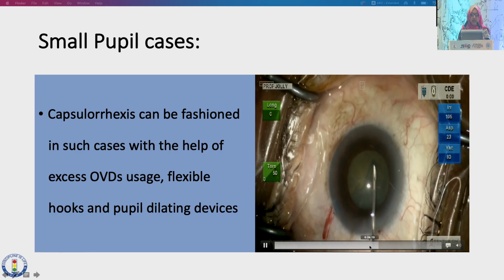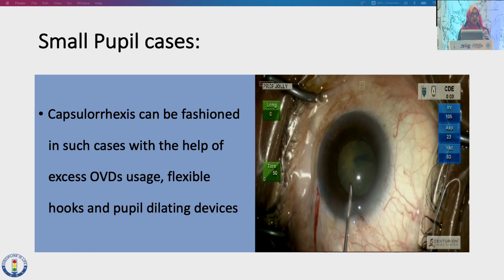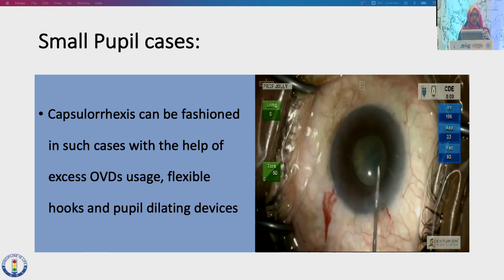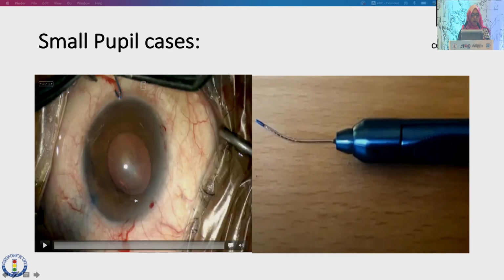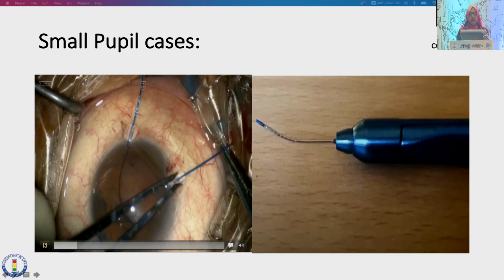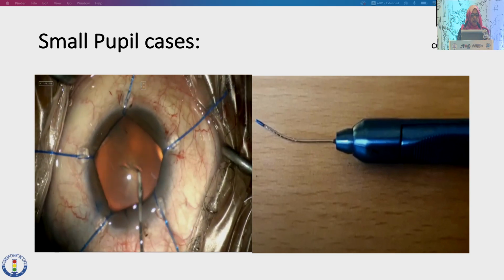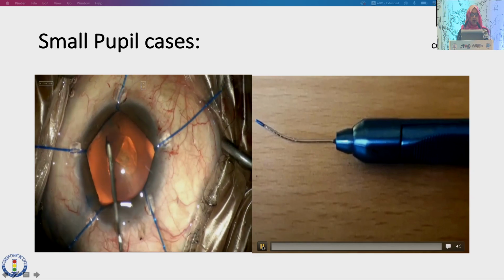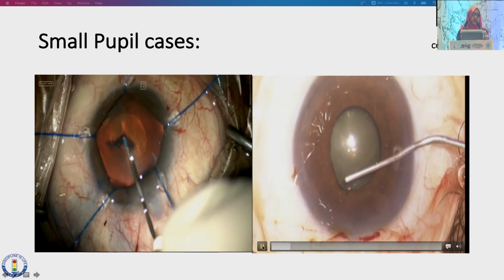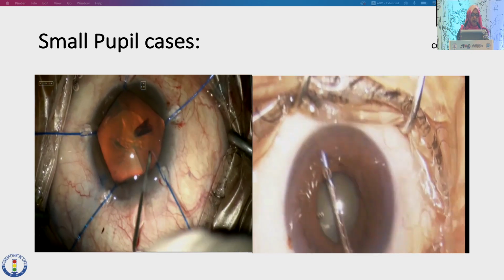Here we advance the capsular flap underneath the pupillary border to get the desired size, and several times we have to use OVD. Or we could do capsulorhexis in small pupil cases by using flexible iris hooks to get the desired size of the capsulorhexis. Or we could use pupil dilating devices to complete the rhexis. Here I show the B-Hex ring I use.